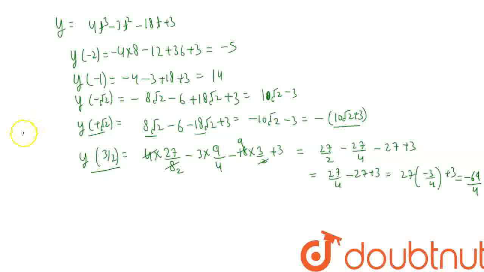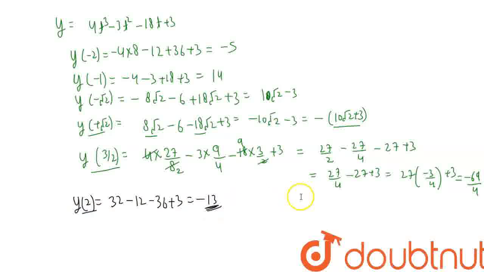Now at last we are going to find the value of y of 2, that is the last extrema point. So here we have y of plus 2, and that would be equal to 4 into 8, so 8 4s are 32, minus 3 into 2 square, that is 4, so 4 3s are 12, and minus 18 into 2, that is minus 36, plus 3 like this. So if we solve this, then we get minus 13. So here we have got y of 2 equals minus 13.